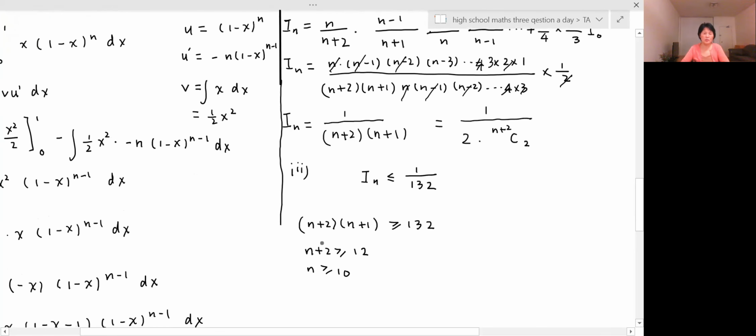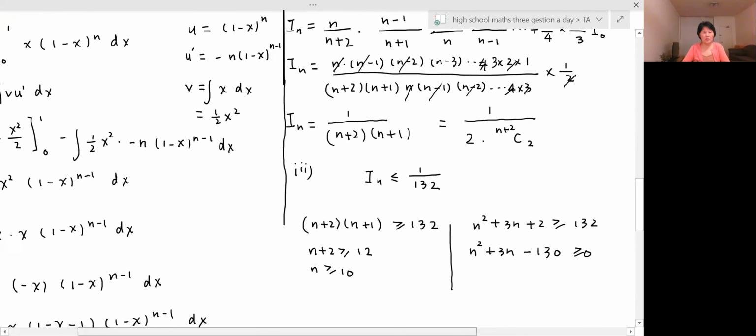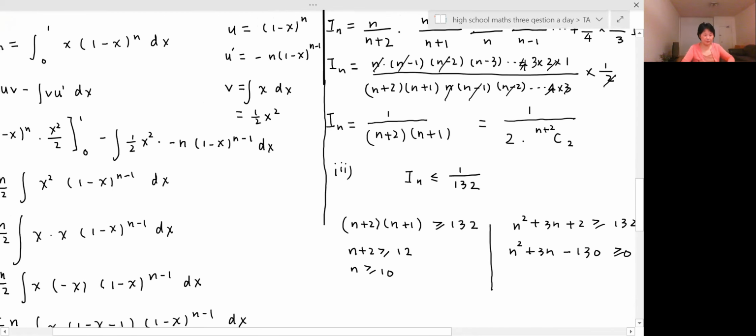You can also expand it this way. You can do n squared plus 3n plus 2 larger than or equal to 132. Then n squared plus 3n minus 130 will be larger than or equal to 0. When you do this one, you can also find n larger than or equal to 10. Okay, so now we finished the last question here.